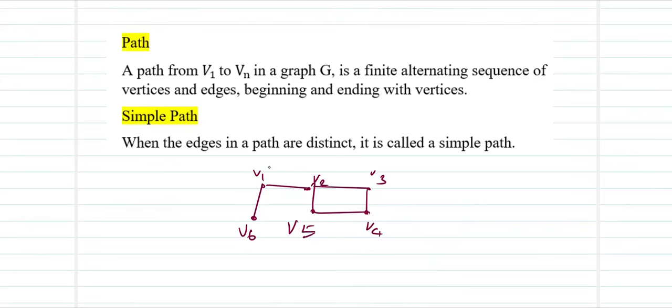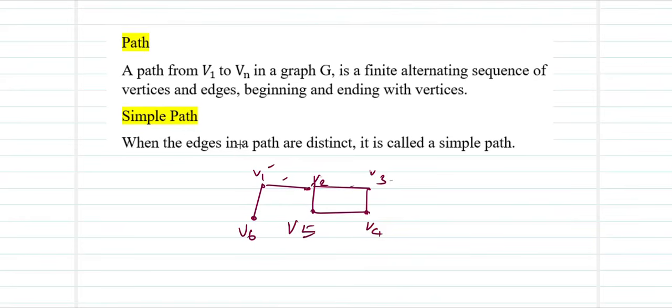The vertices and edges over here are traversed alternately, so we have a sequence with a vertex, edge, vertex, edge, vertex, edge, and so on. It starts with a vertex and it ends with a vertex, in which case we call this a path. And now, what is meant by a simple path?